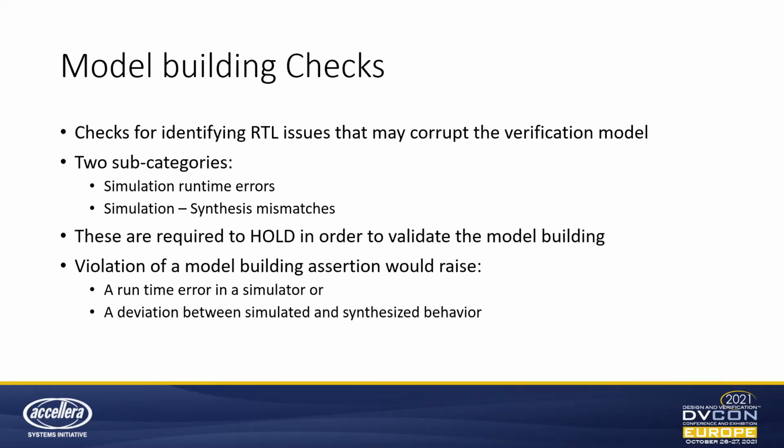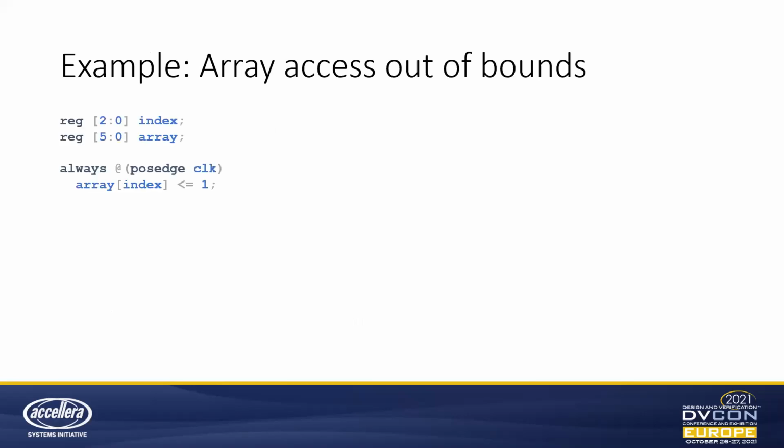These checks are required to hold in order to validate the model building, and the violation of a model building assertion would raise a runtime error in a simulation environment, or a deviation between the simulated and synthesized behavior. An example of such a safe RTL check is an array access out of bounds. Here is a piece of code that reflects exactly the problem. This 3-bit index is used to access an array with 6 elements.